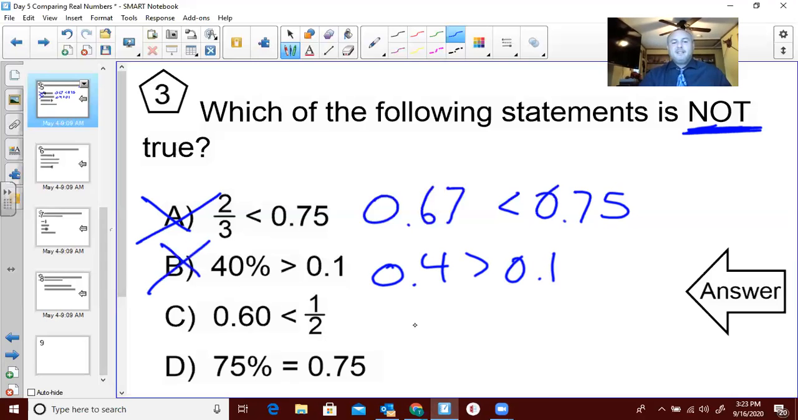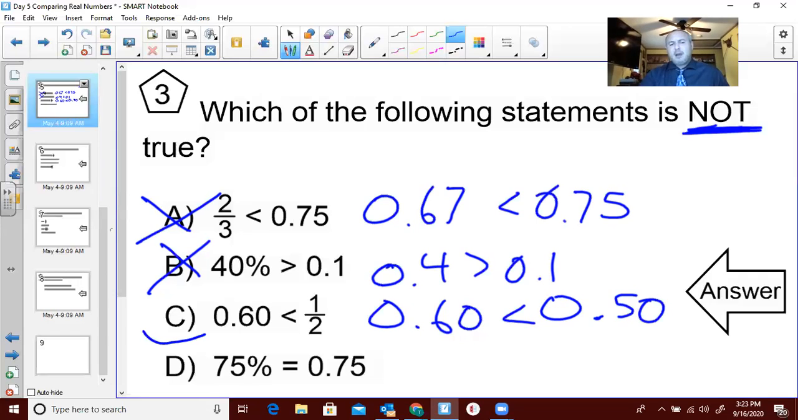We have 0.6 here, and that's gonna be less than a half. Like I said, you can do some of this in your head. And you can put a half in Desmos if you want, but I know that it's 0.5. It's half of 1. And here it says that 0.50 is greater than 0.60. So I think this is probably the false statement, the one that's not true.